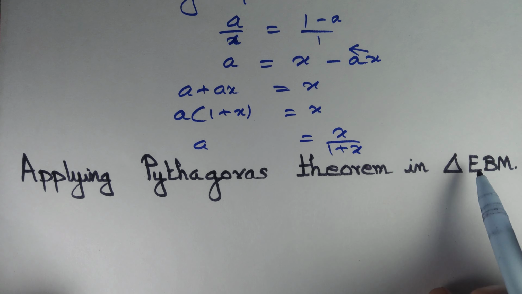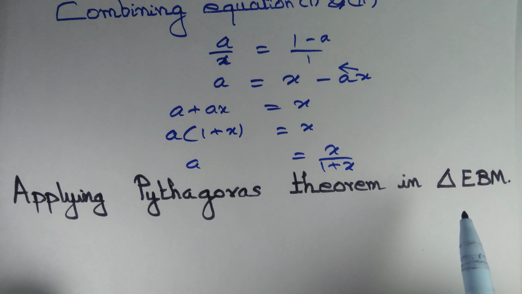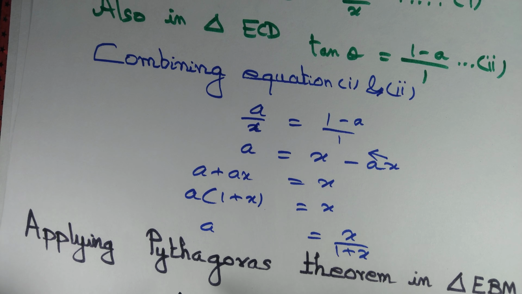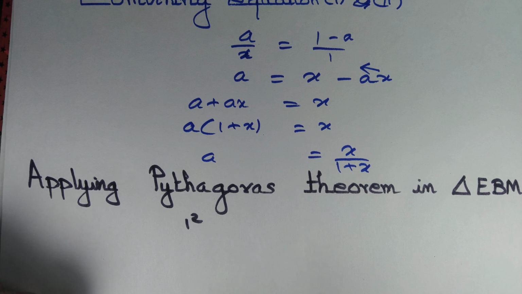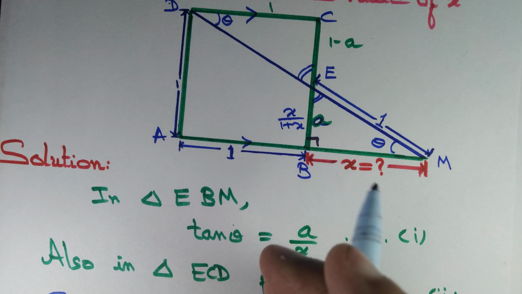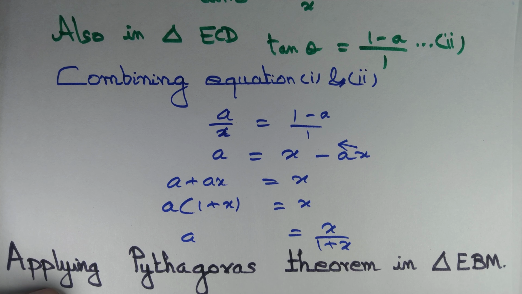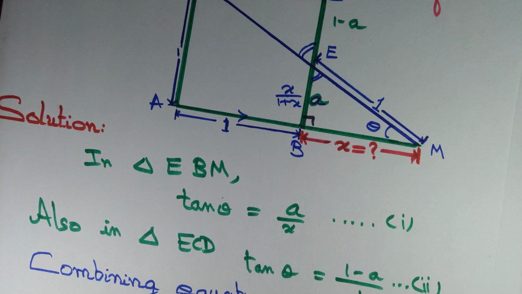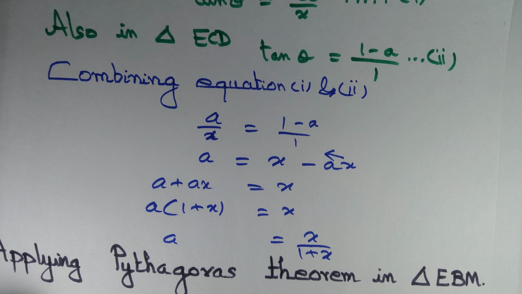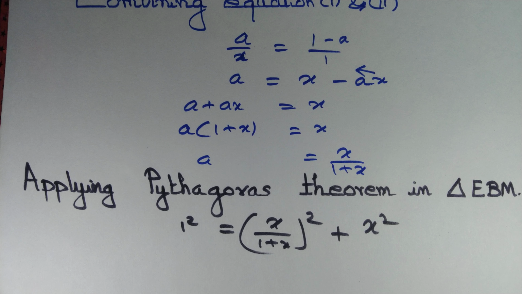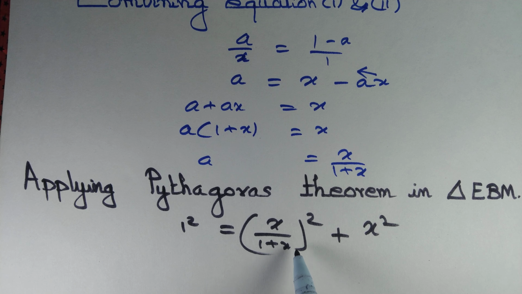Therefore, we apply the Pythagoras theorem to EBM to conclude that hypotenuse square, the longest side square, is 1 square, equal to perpendicular square, X by 1 plus X whole thing square, plus base square, which is X square. So we have reduced the given problem to an algebraic problem and we need to determine the value of X.